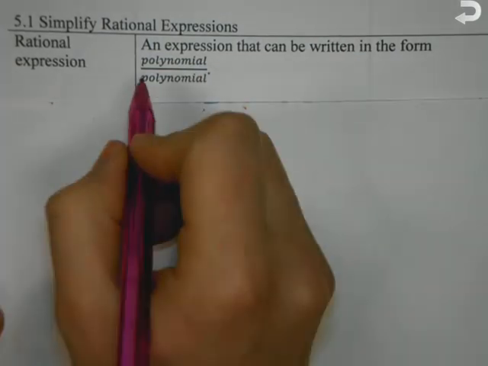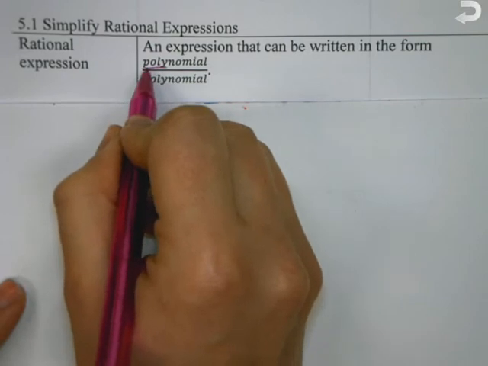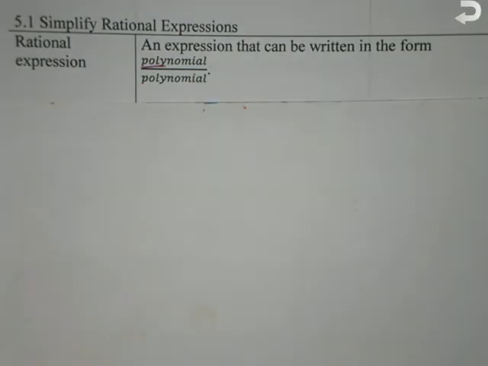What does poly mean? Mono means one. Bi means two. Poly means more than one, or many. So remember, that's like something with more than one term in it.